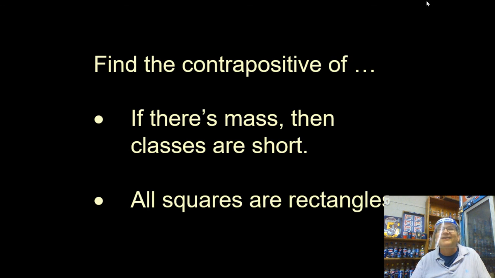And the last one, all squares are rectangles. Again, the original would be like if it's a square, then it's a rectangle. So the contrapositive would be if it's not a rectangle, then it's not a square. And that one actually also is true. Because if I started with like a triangle, there's no way that could possibly be a square. So it's got to be a rectangle to begin with.